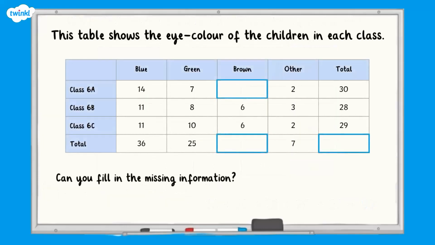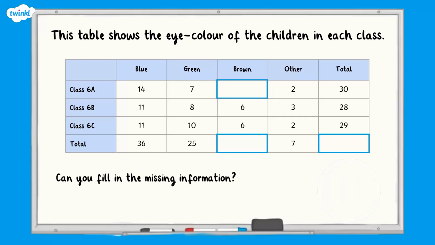Now it's your turn. This two-way table shows the eye colour of children in different classes. Can you use the methods we've looked at to work out the missing numbers? Pause here and have a go.